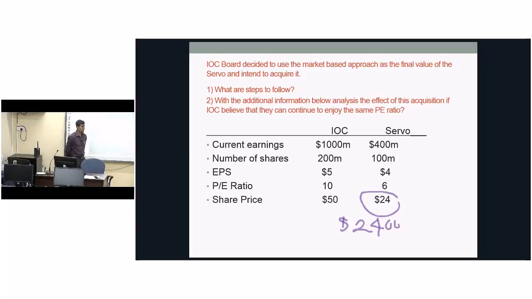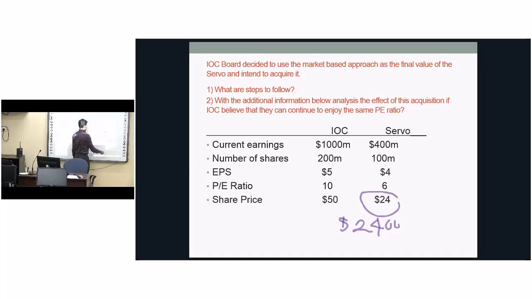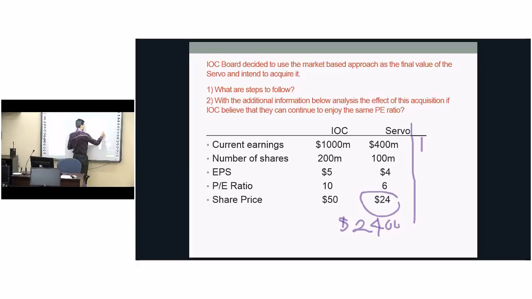That is the total, the new shares, expected share price. Yes, good. So let's quickly calculate this. How are we going to get the answer? First, we need to know the total earnings of this firm when they took over Servo. So what we did was we had $1,000 million of earnings from the IOC and $400 million of Servo, which means as a combined entity you will get 1,400 million. And IOC has 200 million shares and Servo has 100 million shares. And also the earnings per share, PE ratio are given, share price also given.